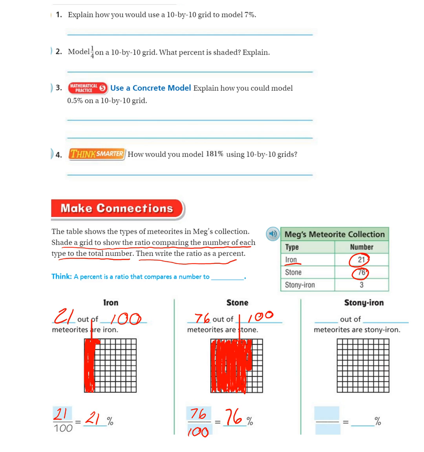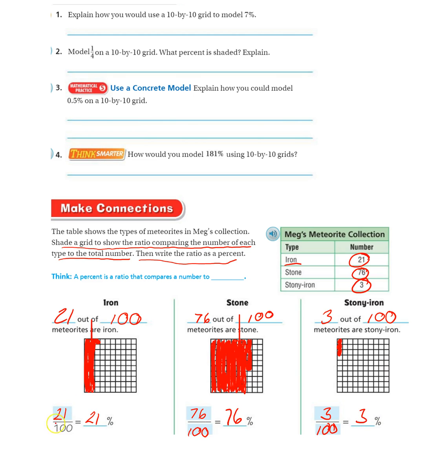76 per 100. And then stony iron, that's 3 out of 100. So we just shade 3. 1, 3 little squares, 2, 3. So that is 3 out of 100, or 3%.